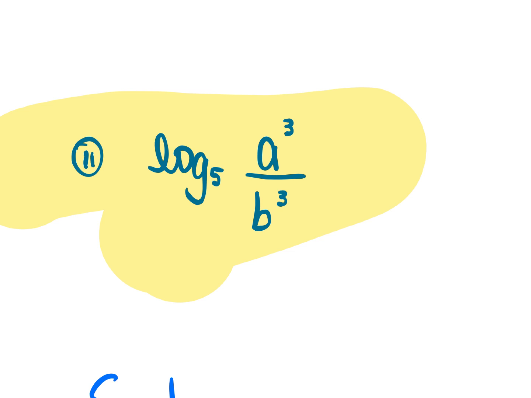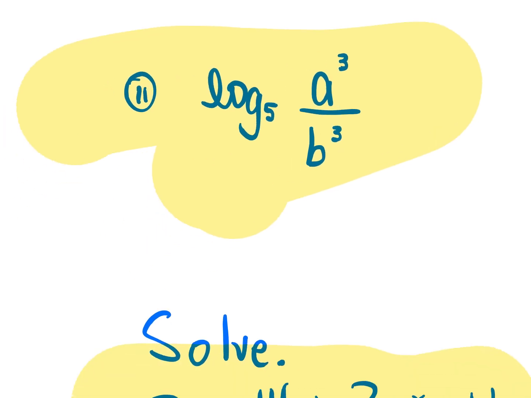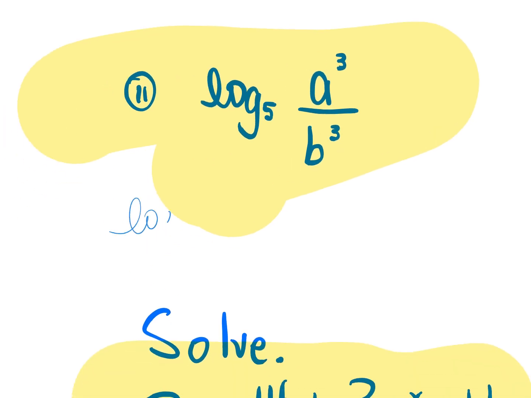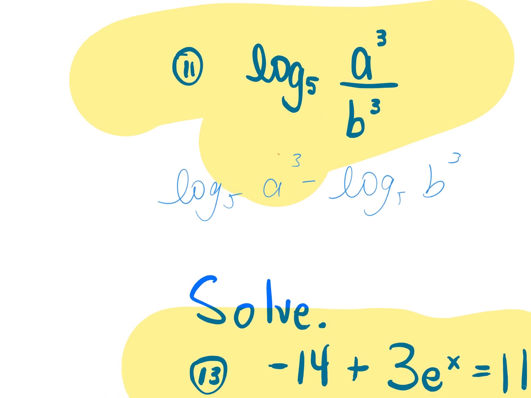What's the difference here? There's letters, variables instead of numbers. But I'm going to rewrite this as log base 5, a to the third, minus log base 5, b to the third. What do I do with my 3's? They come out in front. All right, good.